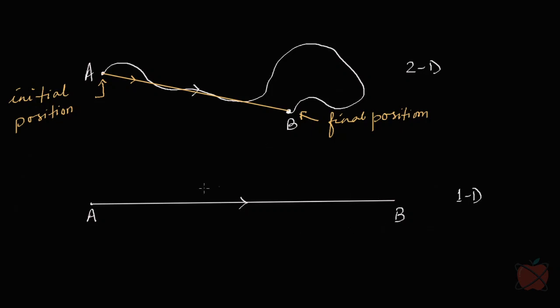Now in one dimension, on the other hand, A here is the initial position, let me write IP, and B here is the final position of the body. Now the displacement of the body, what did I tell you? It is simply a line joining the initial and the final position of the body. So if the body is going in a straight line, then the displacement will again be equal to the line AB. We have one very important point: in one dimension, the displacement is basically equal to the path length.